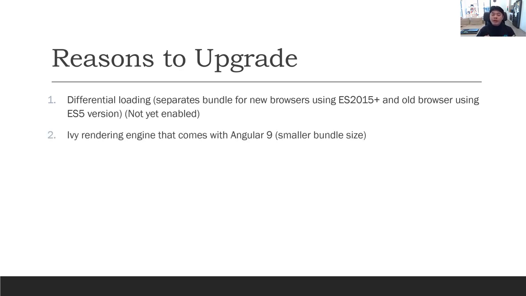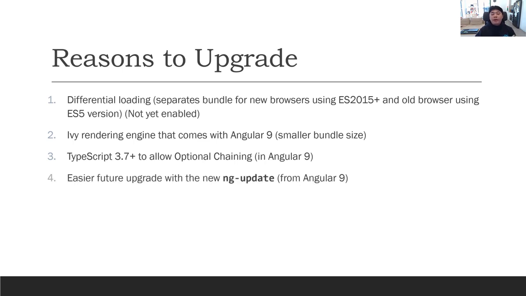And then we want to use this Ivy rendering engine that's the default on Angular 9, and it allows us to have a smaller bundle size. And TypeScript 3.7, which allows us to use optional chaining in the TypeScript code, and an easier feature upgrade with the new ng update.